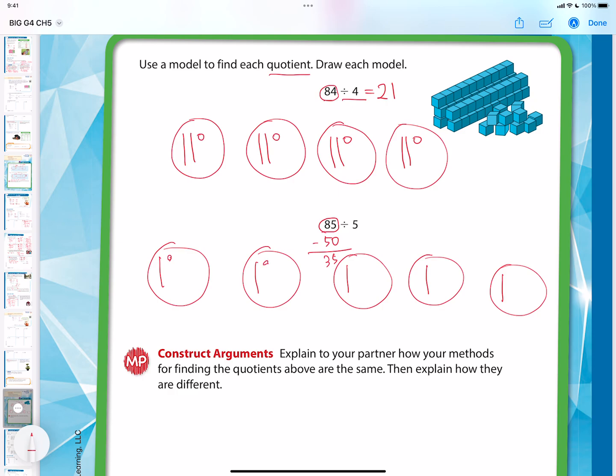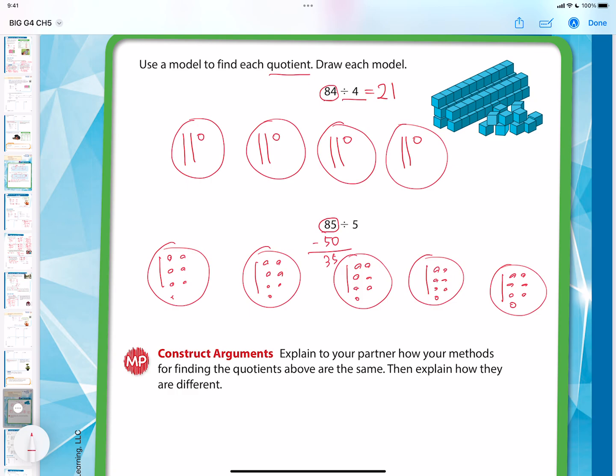So 1, 2, 3, 4, 5, 6, 7, 8, 9, 10, 11, 12, 13, 14, 15, 16, 17, 18, 19, 20, 21, 22, 23, 24, 25, 26, 27, 28, 29, 30, 31, 32, 33, 34, 35.